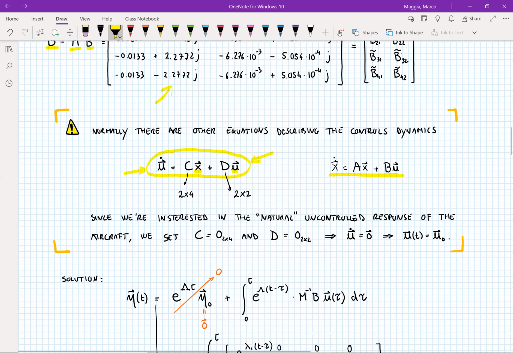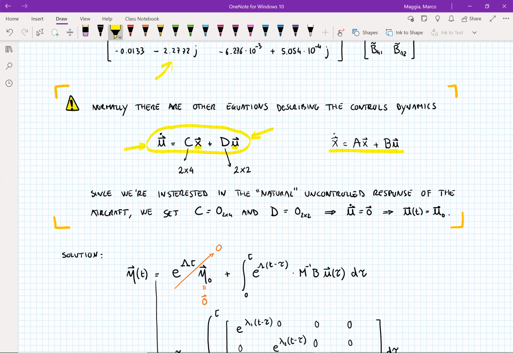And so technically, you would have this new set of equations, but here we consider that the C matrix and the D matrix, which are matrices of 2 by 4 and 2 by 2, are 0. Therefore, U dot is 0, and that means that the control U is constant, and that is equal to its initial value. And that's exactly what I said in words. The control is going to remain fixed at its initial value.